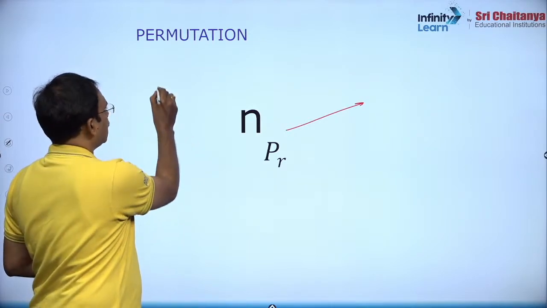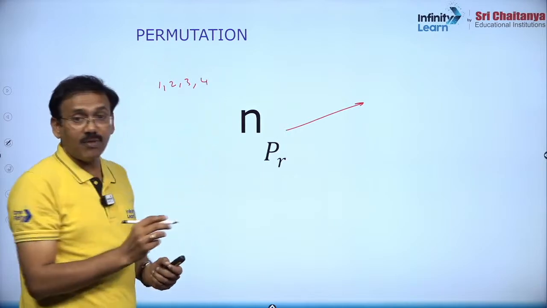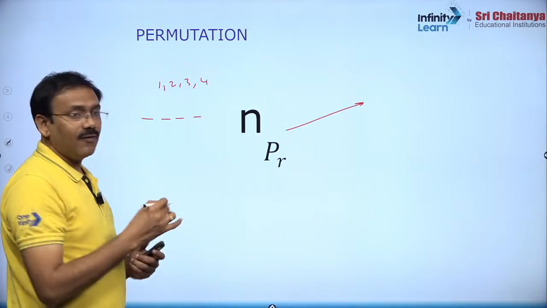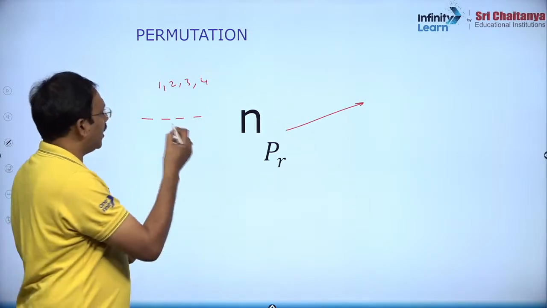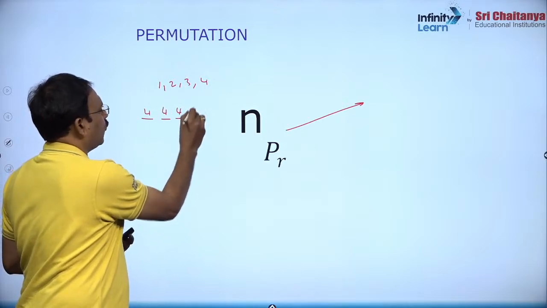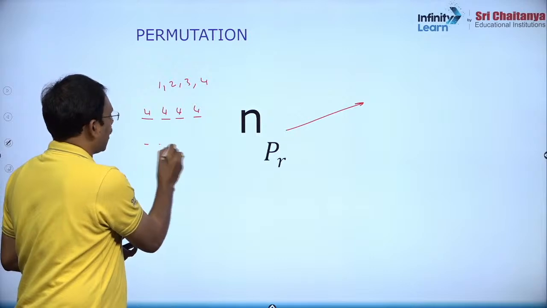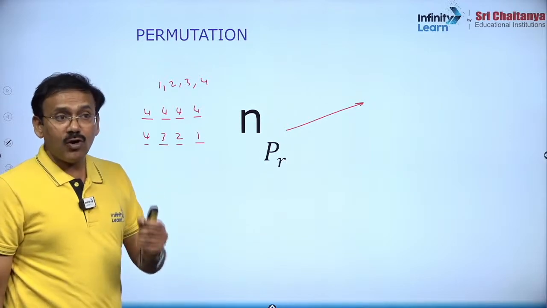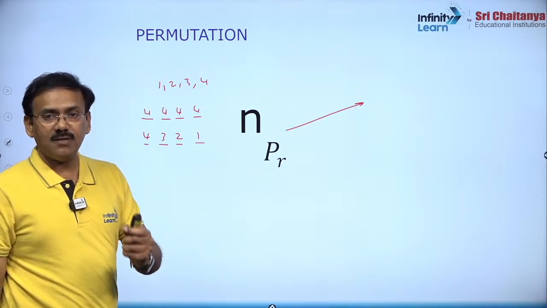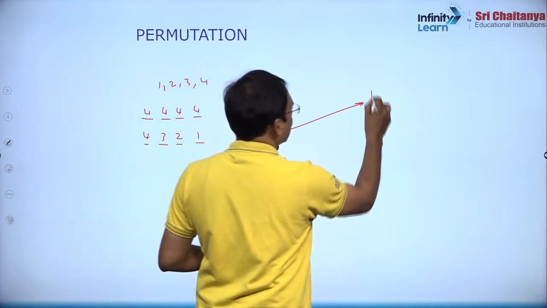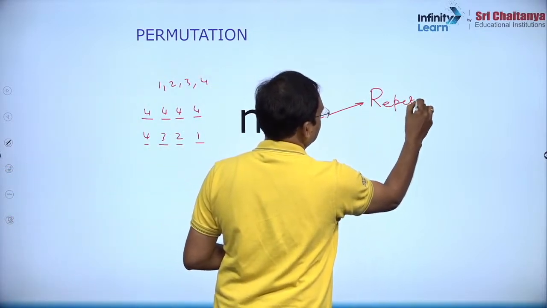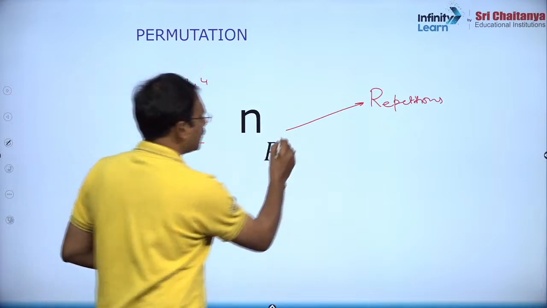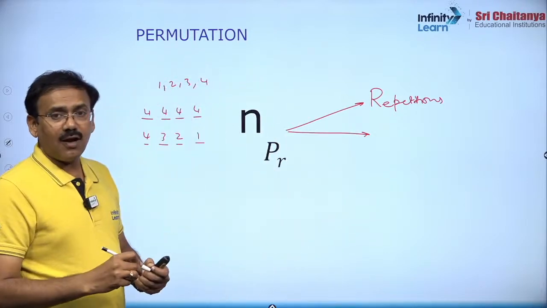For example, how many 4-digit numbers can be formed with 1, 2, 3, 4? Two ideas will come: can the digits be repeated or not? If repeated, the answer would be 4 into 4 into 4 into 4. If repetitions are not allowed, the answer will be 4 into 3 into 2 into 1. So this is why, if you are using nPr for arrangement, do remember repetitions are not allowed. Second thing, all the n things are dissimilar.